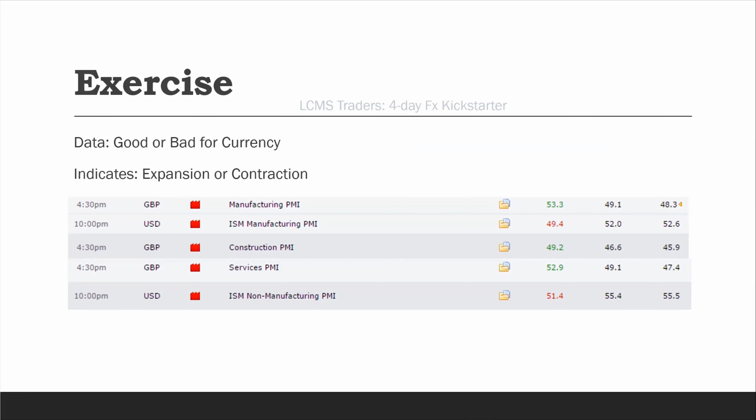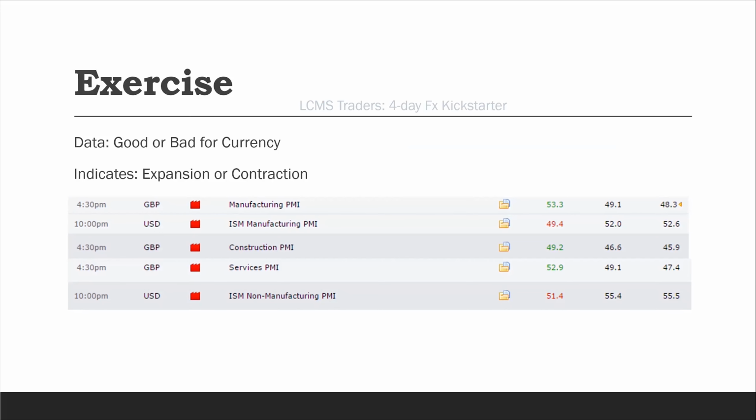So based on what we went through just then, 53.3 is better than forecasted. 53.3 is better than previous. So we can see that this is good for the currency. And 53.3 is more than 50. So it shows an expansion. Hope that makes sense to you.